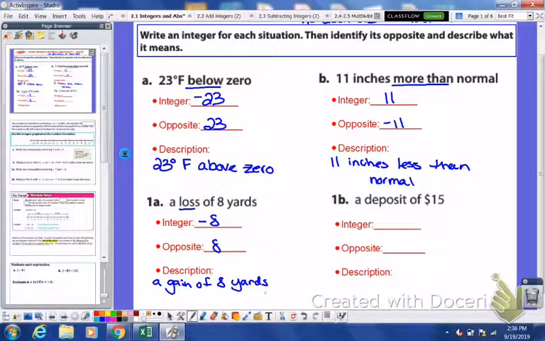And last one, a deposit of $15. So a deposit, if you don't know about banks, that's when you put the money into your account. So that makes your account gain money, so that's a positive 15. Opposite would be negative 15. And our description of the negative 15 would be a withdrawal of $15. So deposits, when you put the money in, withdrawal is where you take the money out.